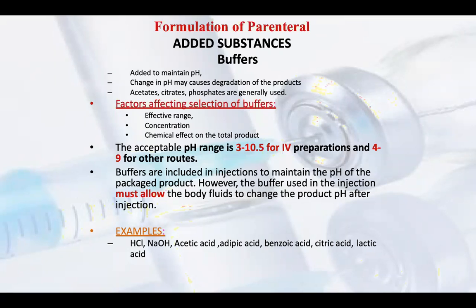Buffers are needed as added substances. Buffers are included in injections to maintain the pH of the packaged product. However, the buffers used in an injection must allow the body fluids to change the product pH after injection. Hydrochloric acid, sodium hydroxide, acetic acid, adipic acid, benzoic acid, citric acid, and lactic acid are used for the buffers here.